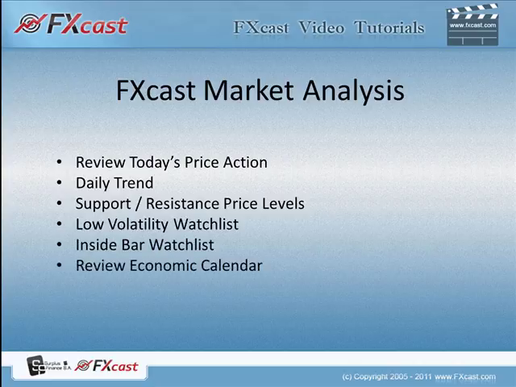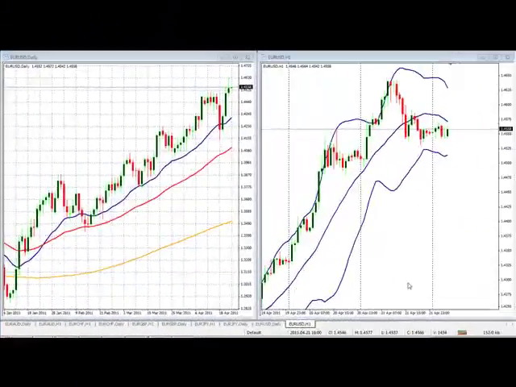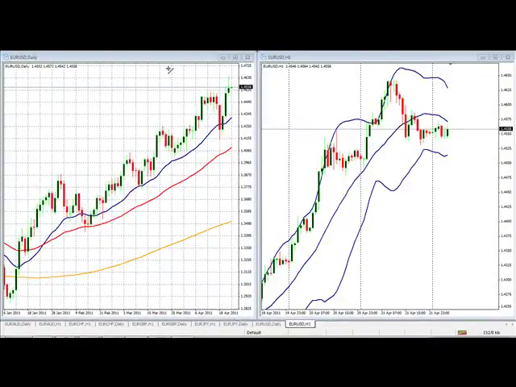And finally, we will review our economic calendar to see which releases are coming out that could affect our currency pairs. So let's pull up the charts. We're going to start off with the euro currency, starting off with the euro dollar.